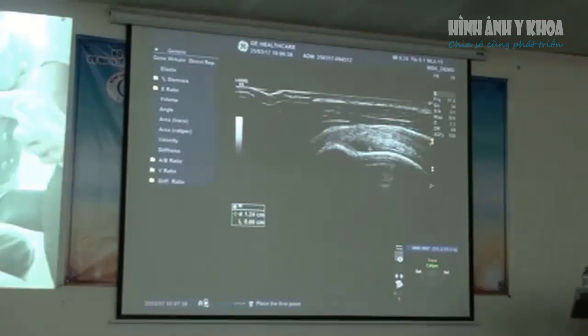So we can see here that there's this hypoechoic area right next door to where the cartilage comes across.